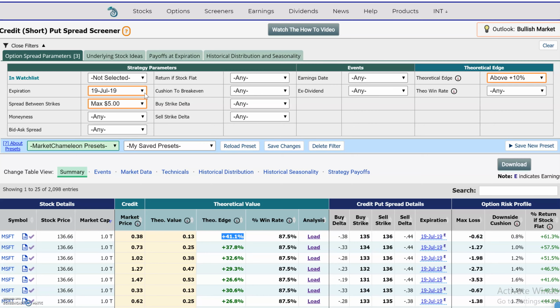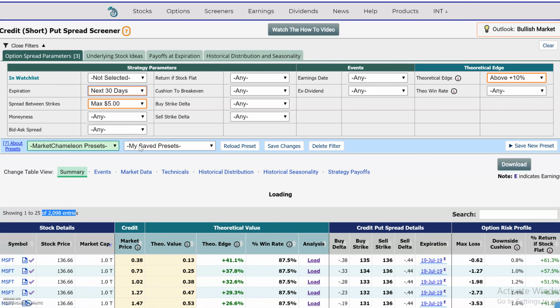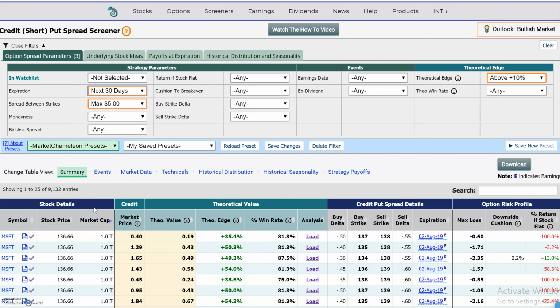The next thing I'm going to do is expand the number of entries to any expiration that expires within the next 30 days. So now we're going to repopulate our items, and now we have over 9,000 items looking for any credit put spread with any expiration, as long as it expires within the next 30 days.